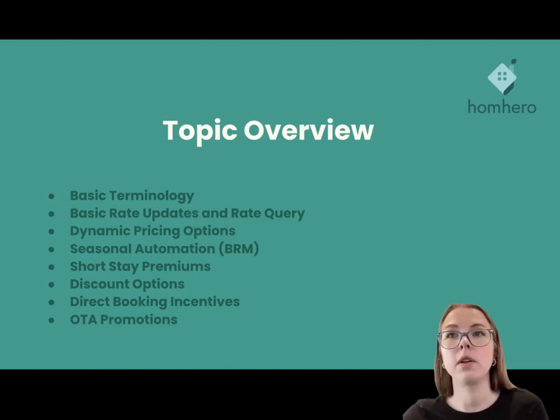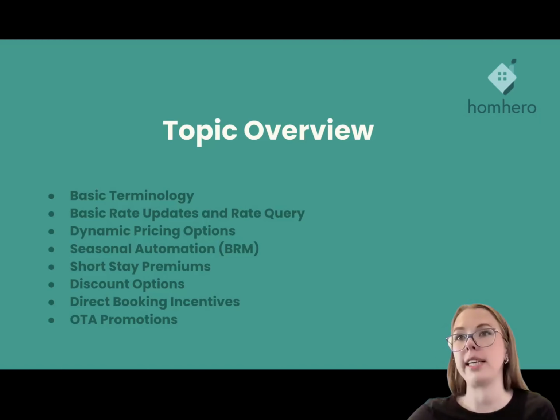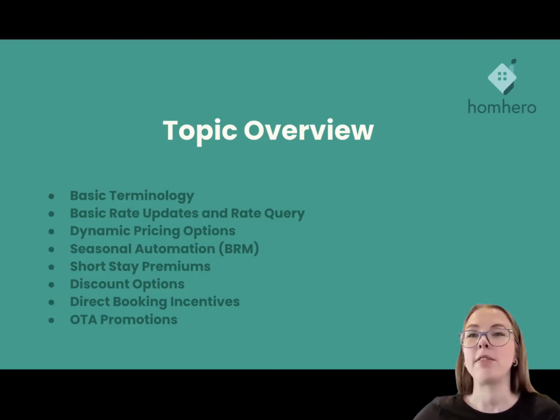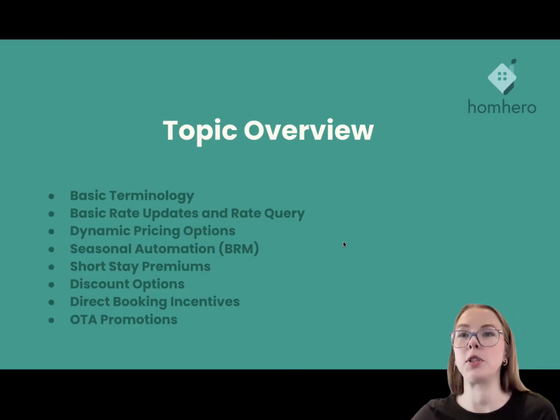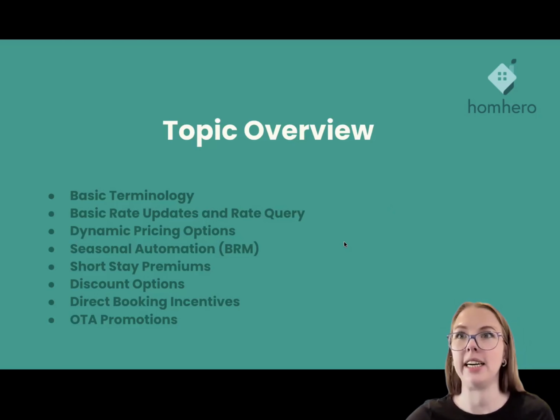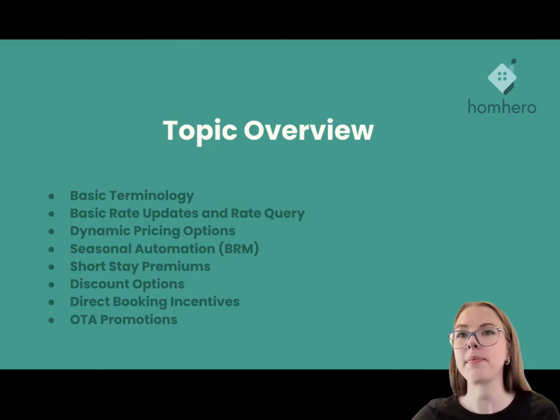Next one would be your seasonal automation. So you can see in brackets there, BRM is your base rate multiplier. So how you can automatically multiply your rates depending on whether it's high demand season or not. Then we have short stay premiums, how you can increase your pricing for shorter stays, which means that you can then open your availability to increase your occupancy.